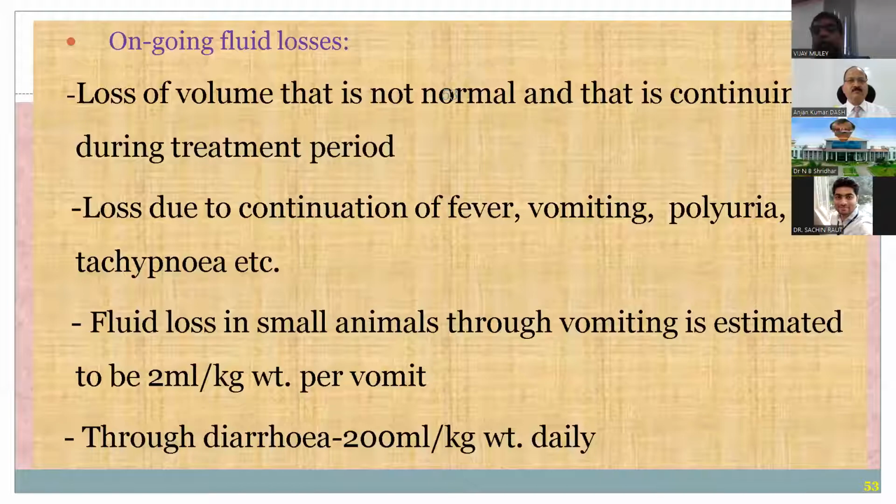So ongoing fluid loss will be calculated, and it is usually not a normal thing, and loss due to continuous fever. In fever also, perspiration is more, and suppose there is a hemoprotozoal disease, then also we get a lot of dehydration. And fluid loss in small animals may be due to vomition, but in large animals it is not.